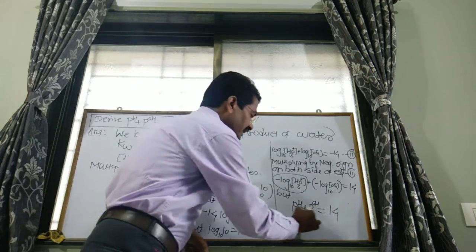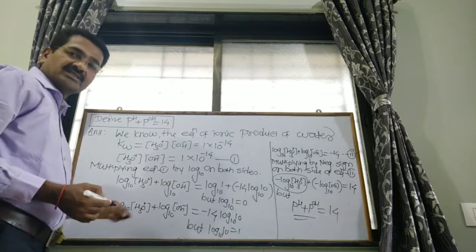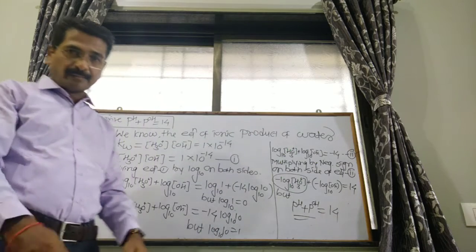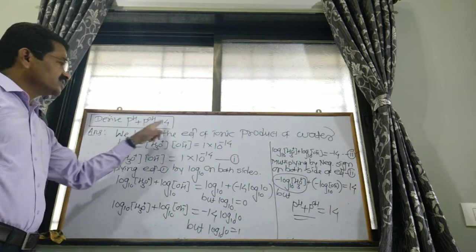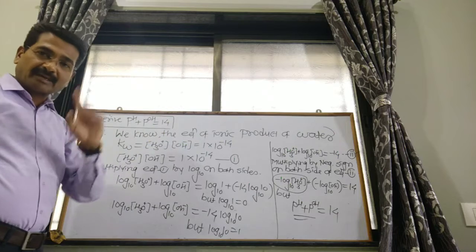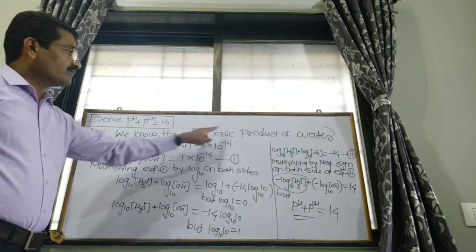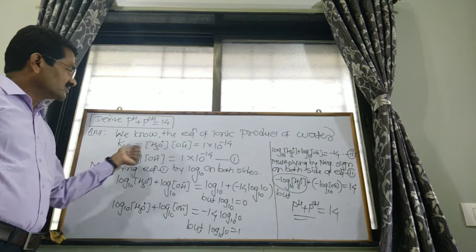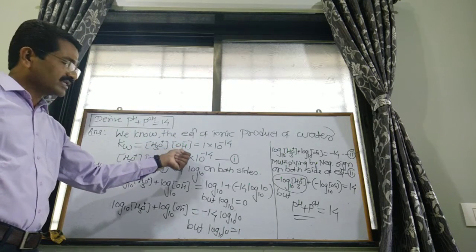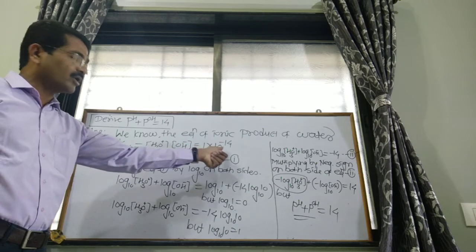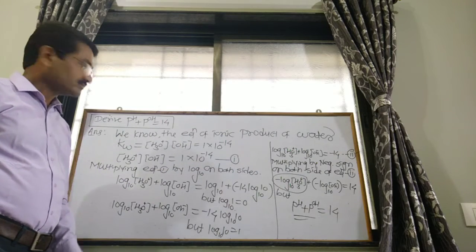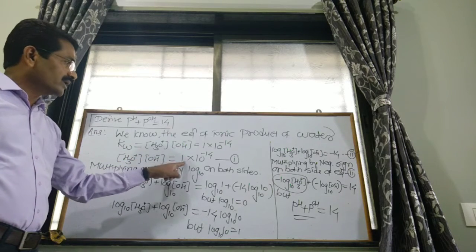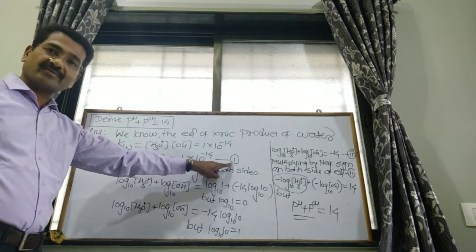So in this way we can derive that pH plus pOH is equal to 14. See this derivation again. To derive pH plus pOH is equal to 14, we take the equation of the ionic product of water. Kw is equal to hydronium ion concentration times hydroxyl ion concentration, having the value 1 into 10 to the power minus 14. Put that as equation number first.